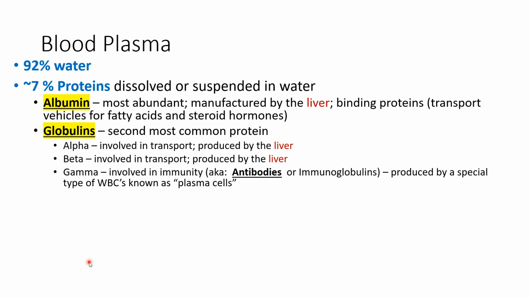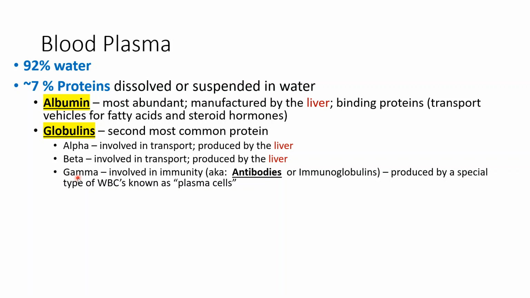Globulins, this is the second most common protein. Again, two of the three also made by the liver. Alpha globulins are involved in transportation. Beta globulins also involved in transportation. But gamma globulins, these are actually antibodies. They're produced by white blood cells called plasma cells.